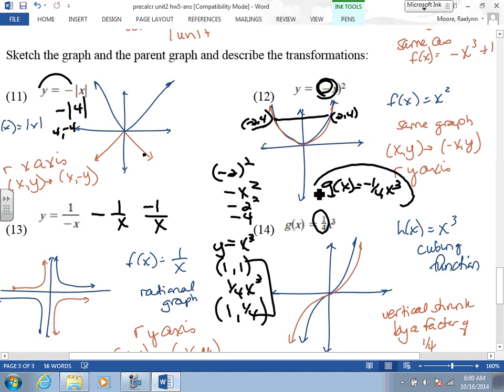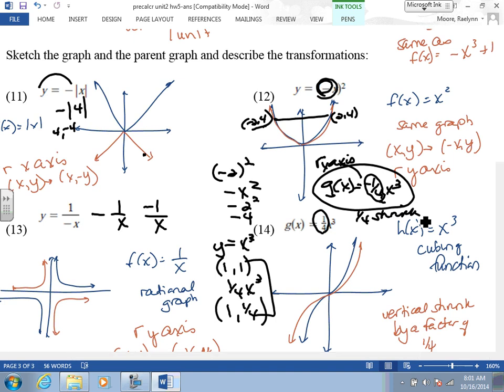Like if it said this, guys, you have two transformations in here. You have a reflection. If it changes the y from positive to negative, you have a reflection over your x-axis, and then you have the 1/4, which gives you a shrink. So you can never have a negative 1/4 shrink. It's a reflection and a shrink.